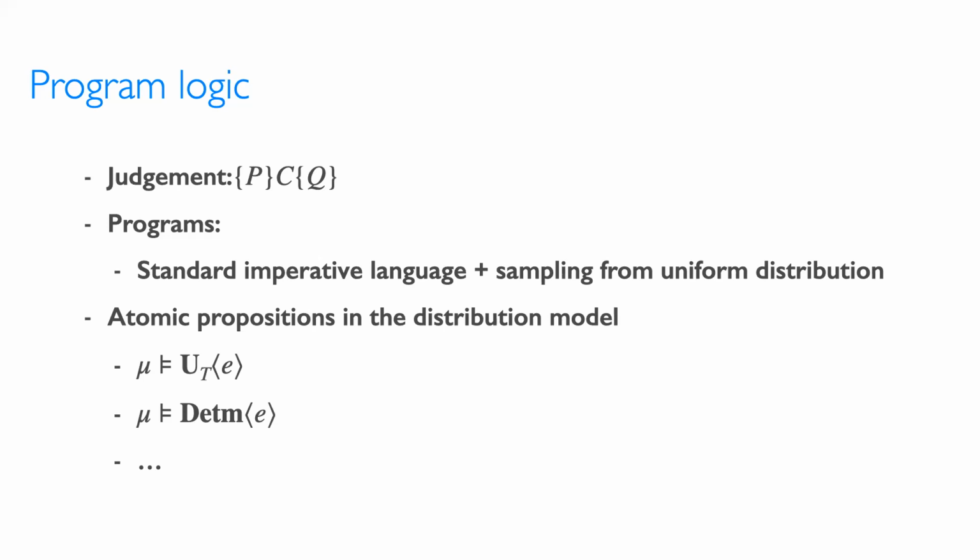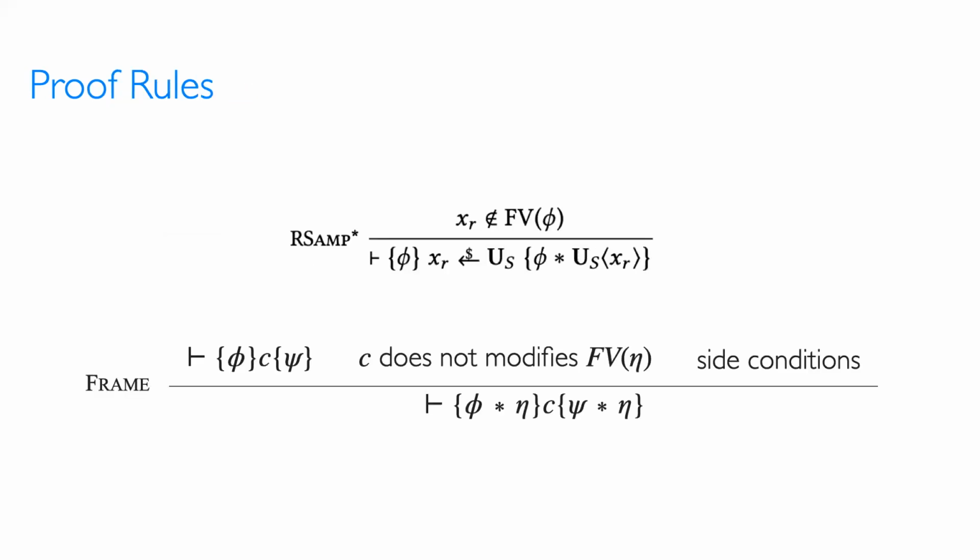What they have is that the program is just an invariant program plus a uniform distribution, and they have an atomic proposition for this construction, for the uniform distribution, and a few other atomic propositions that are specific to the distribution model. So this will not be interesting for the memory model, for the heap model. Okay? And these are used in the rules, for instance, for sampling.